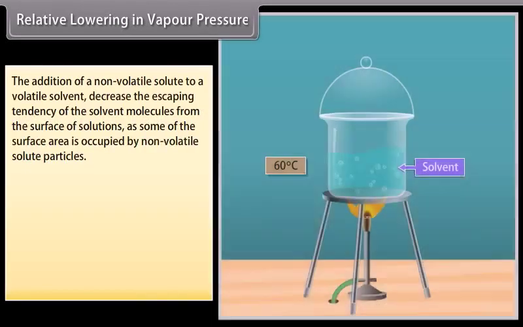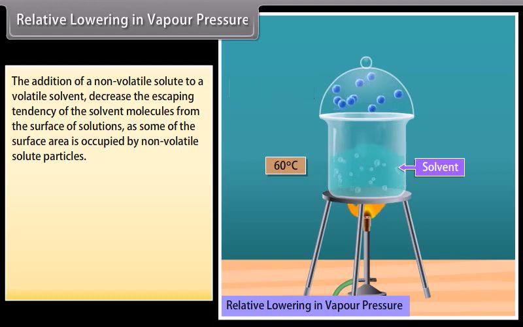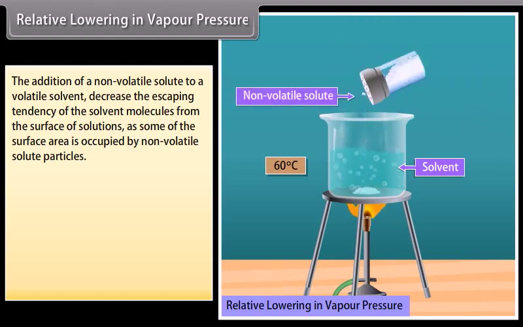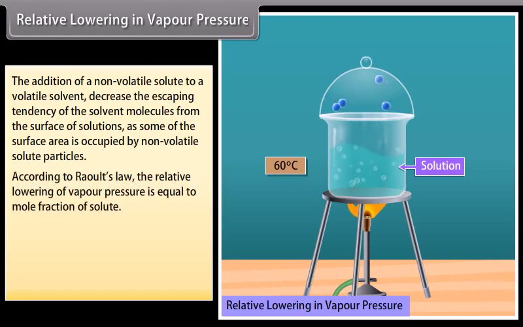Relative lowering in vapor pressure. The addition of a non-volatile solute to a volatile solvent decreases the escaping tendency of the solvent molecules from the surface of solutions, as some of the surface area is occupied by non-volatile solute particles. According to Raoult's law, the relative lowering of vapor pressure is equal to mole fraction of solute.